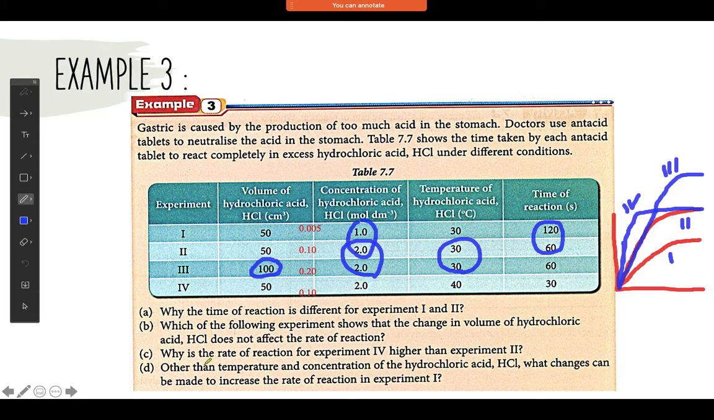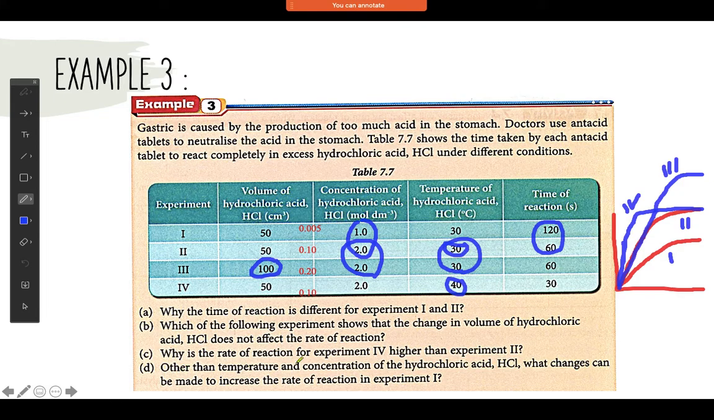Okay, C. Why is the rate of reaction for experiment 4 higher than experiment 2? Tengok factors lah. Apa factors yang affecting the rate of reaction for experiment 4? Concentration. Sama concentration. Experiment 2 also used to. Experiment 4 also used to. Tapi yang bezanya adalah temperature. Yang ni use 30 degree. This one used 40 degree. So 40 degree dengan 30 degree. 40 degree lagi higher temperature. So experiment 4 has a higher temperature compared to experiment 2.